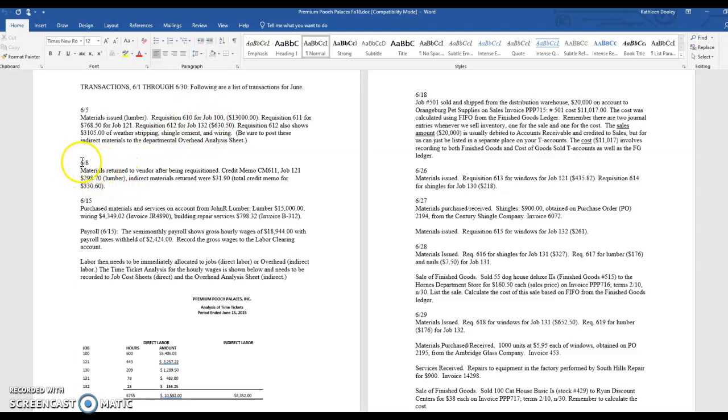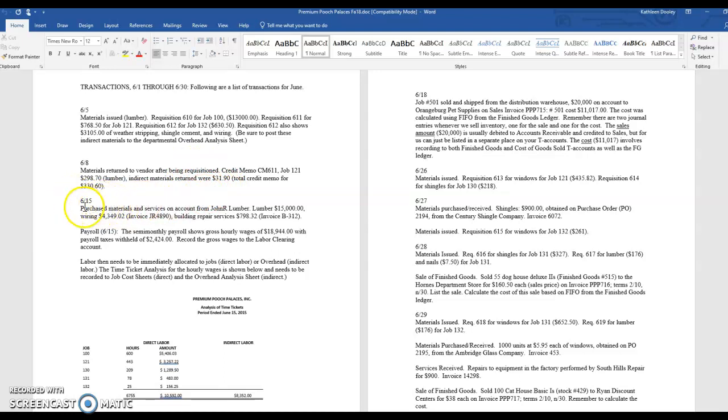Now go to June the 8th. This is materials that were returned, and there's a credit memo. It wasn't returned until after it was requisitioned. So this is a little bit more complex, and I do not have that in July. I'm going to skip that for right now.